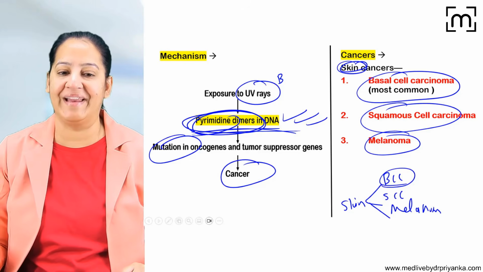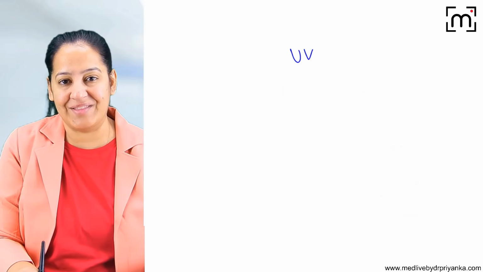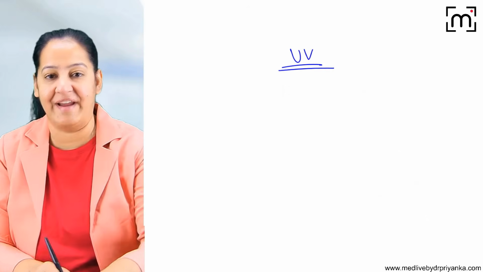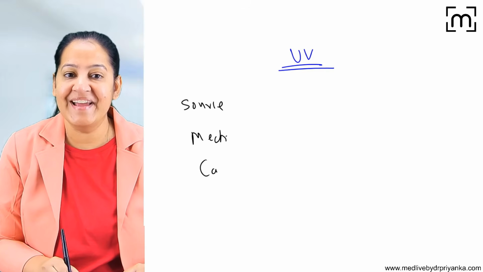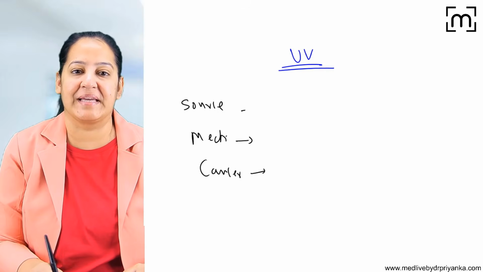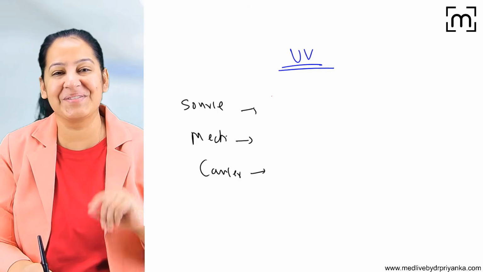So we are done with the UV light. In the UV light, we have seen three things. You have to tell me three things for the UV light: tell me its source, tell me the mechanism by which it causes cancer, and enumerate the cancers which it is causing. So tell me the source. You all know the source is the sunlight.